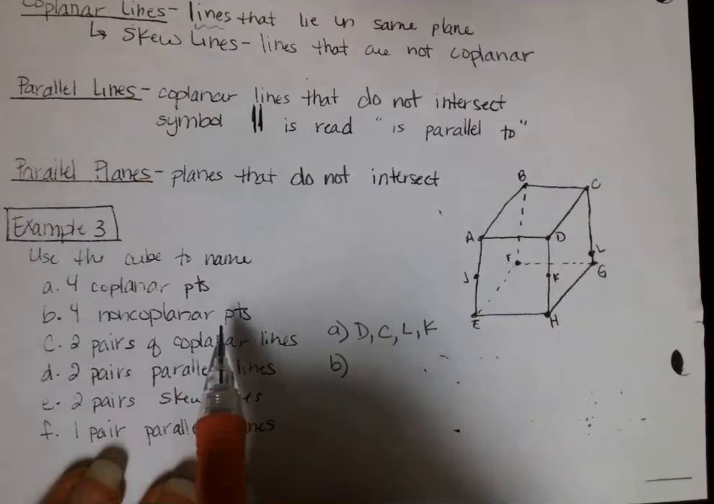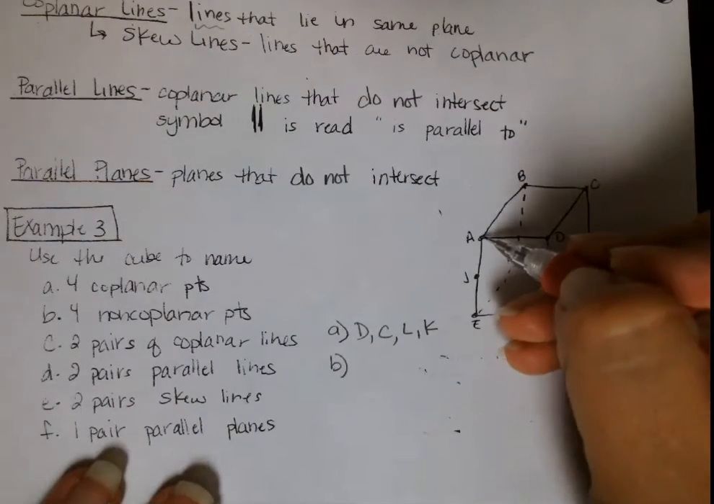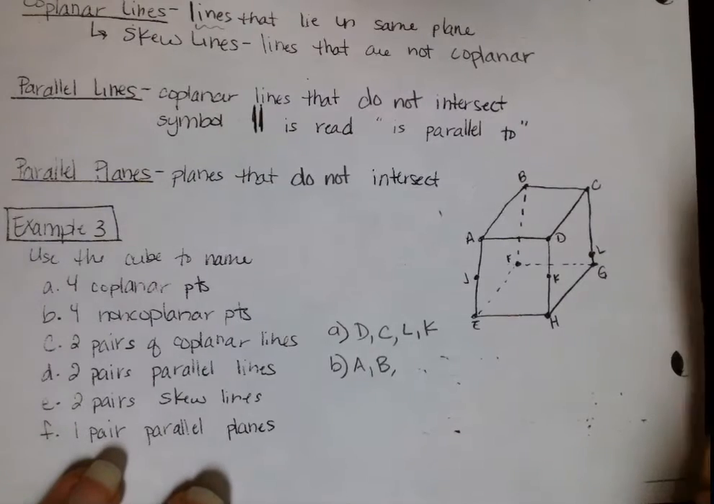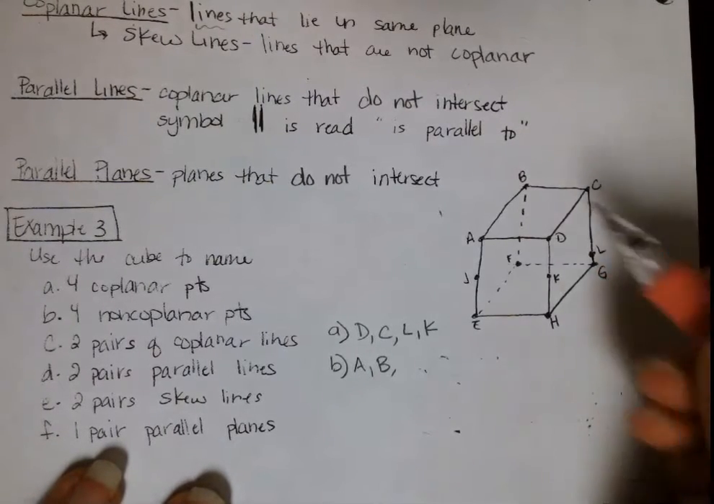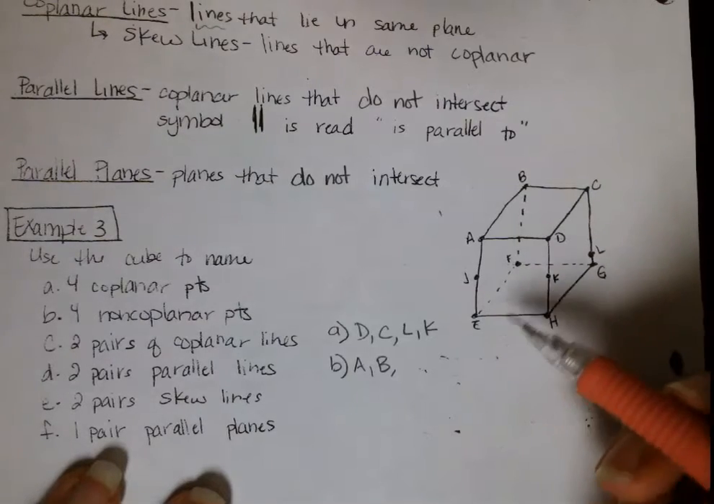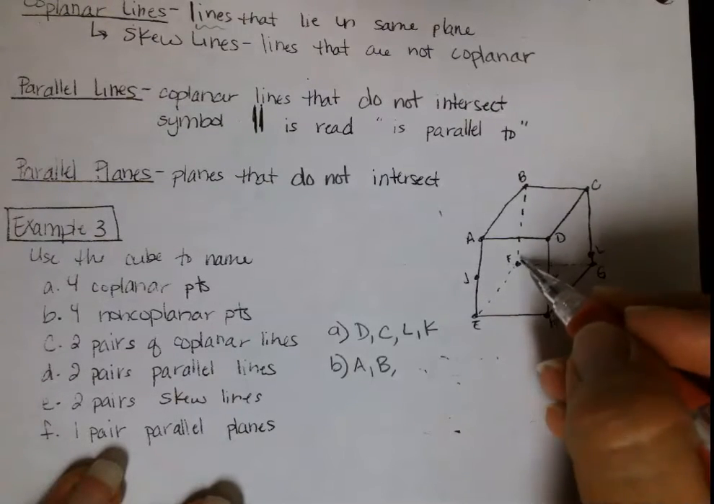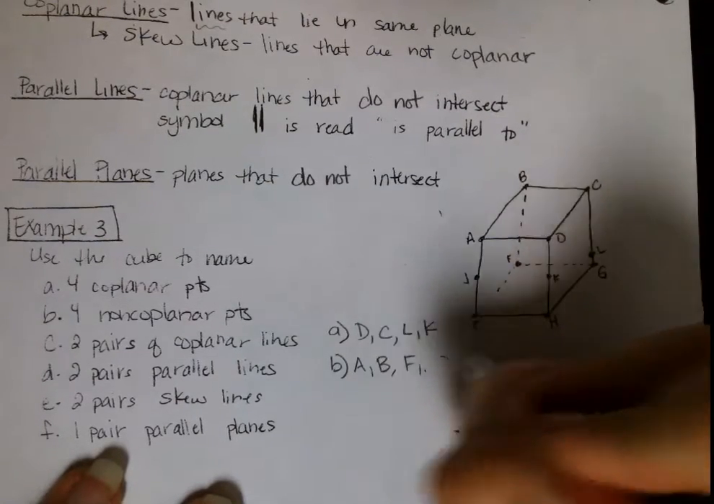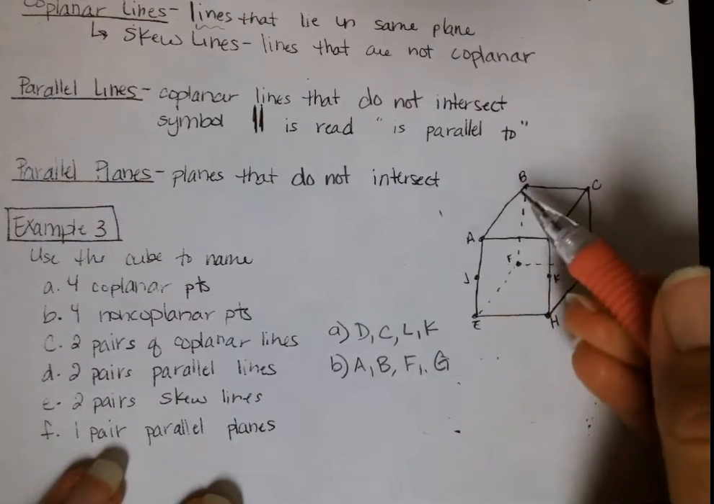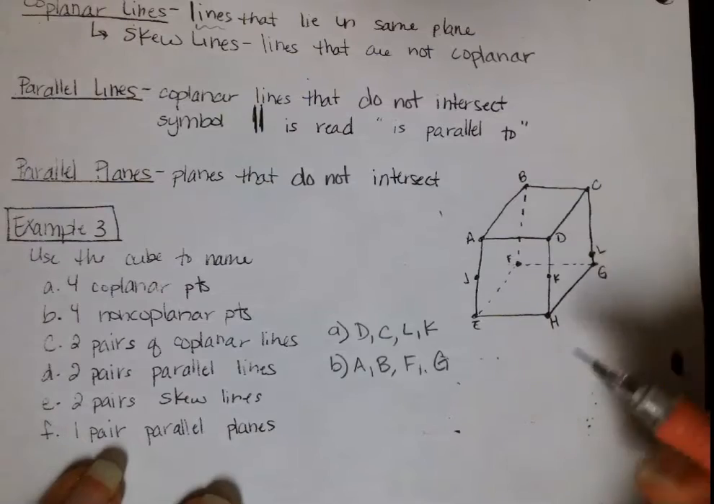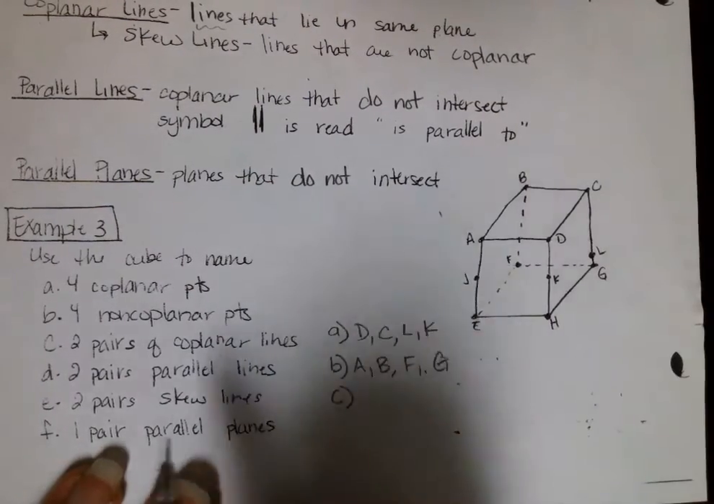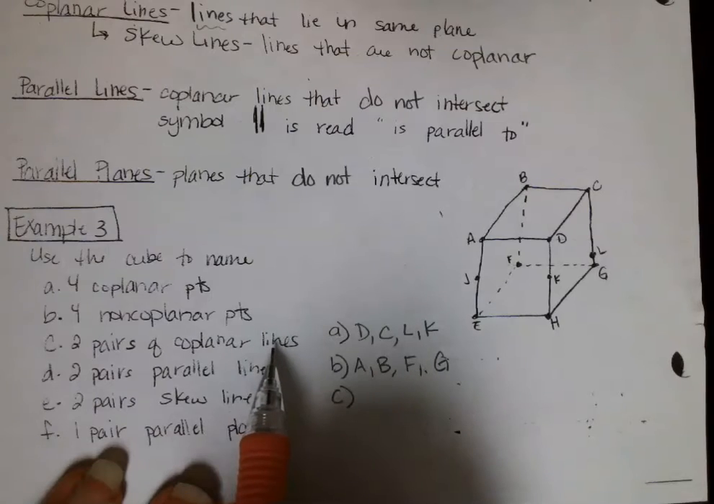So again, they just can't be in the same plane. So you could pick 2 from the same plane, like A and B. They're from the same plane, but let's pick a different plane. So if we have A and B, then we can't choose F and E, right? Or we could do F, and then we could do G. Okay, so A, B, F, and G, they're not all on the same plane. They're non-coplanar.